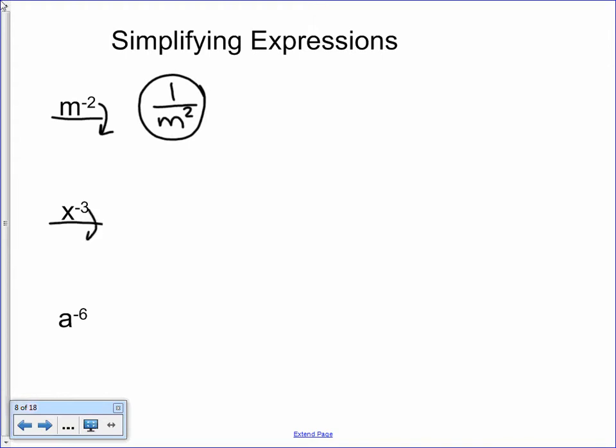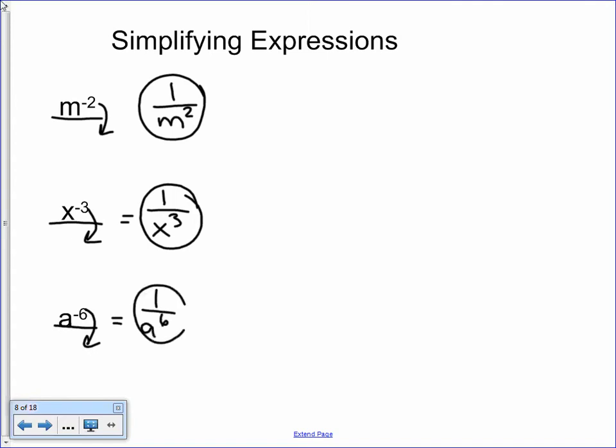Next one here. Pretend you're on the top. You've got to move it to the bottom. So that's going to become 1 over x to the 3rd. Again, just make that exponent positive. And a to the negative 6, again, move it to the bottom. So that's going to become 1 over a to the 6.